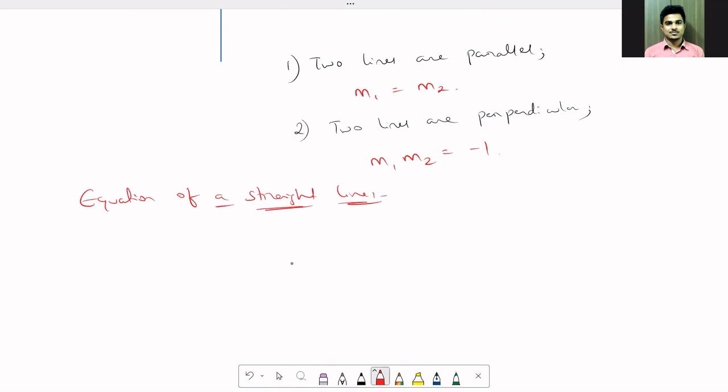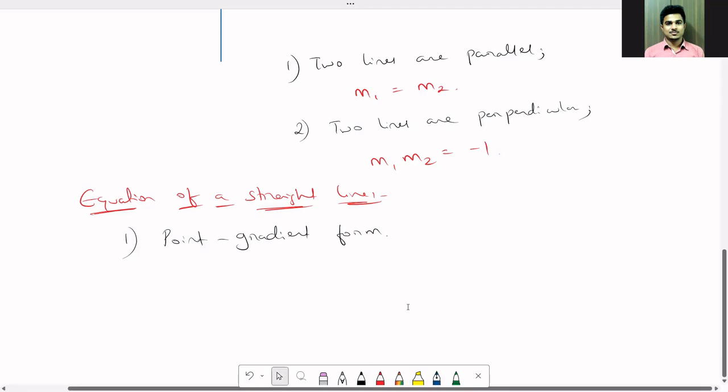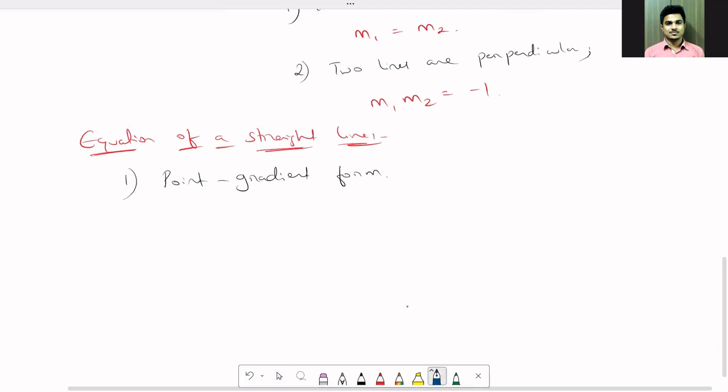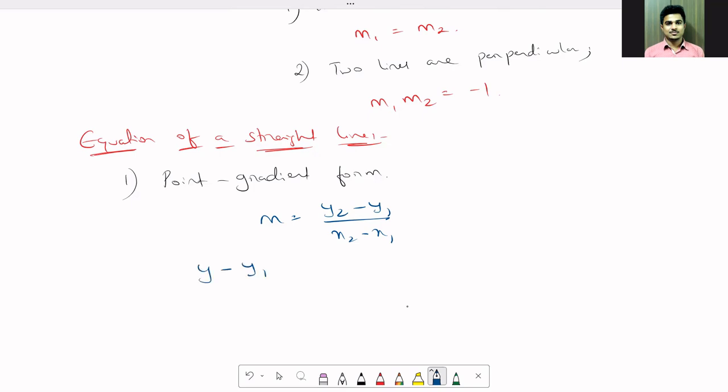To make the equation of a straight line, we have many different ways. The first way is what we call the point gradient form. Just now we saw the formula to find the slope or the gradient of a line. That was m is equal to y2 minus y1 upon x2 minus x1. What I can do is rearrange everything, and after rearranging, I will get y minus y1 is equal to m times x minus x1. And this, my friend, is the point gradient form.